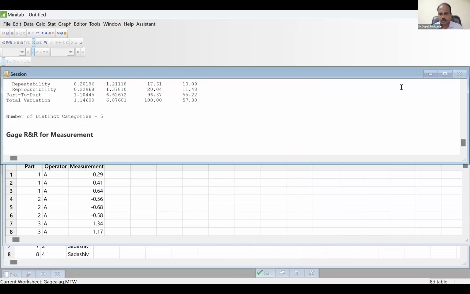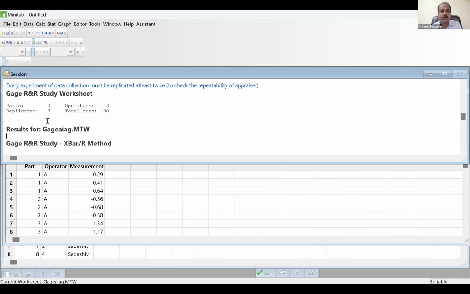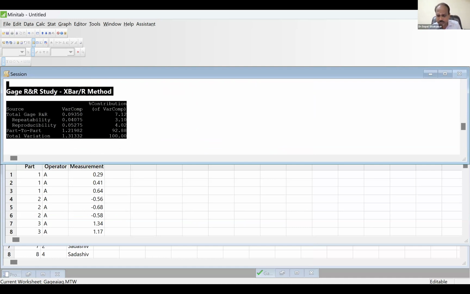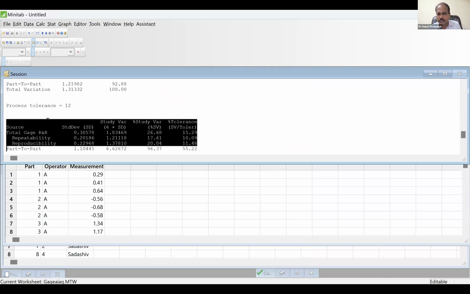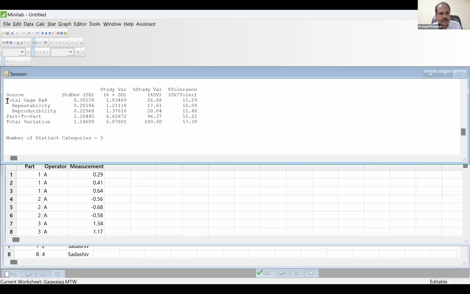And now go to the session window. As you already know, there will be 2 tables, right? The first table you need to skip for now. However, the first and second table give more or less similar information. Now go to the second table. See here, there is a row talking about total gauge R&R. Come to the last column: 15.29.